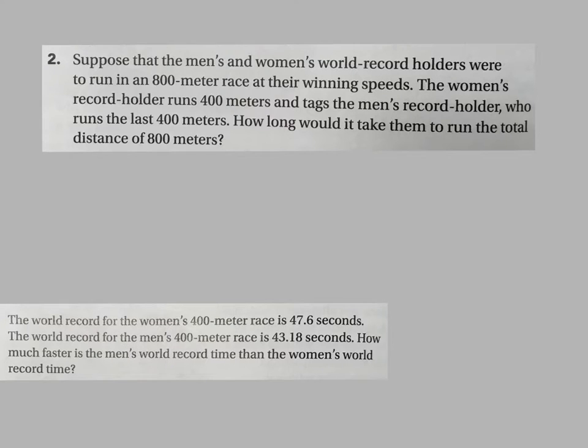Which operation should I use? Suppose the men's and women's world record holders were to run an 800 meter. So we're going to have a man run a 400 and then the woman run a 400 to make 800. The women's record holder runs 400 meters, and then she tags the men's world record holder who runs another 400 meters. How long would it take them to run the total distance?